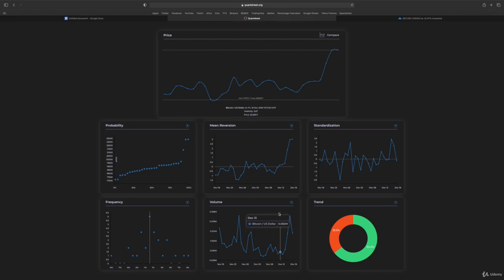So this is volume. Volume is pretty straightforward. It's just displayed from the last 30 days. Here you can see these were the highest points and these were the lowest points, right? And you can combine it. For example, let's take a look at December 6th. This was the lowest point when it comes to volume, so no action was happening on this day, right?